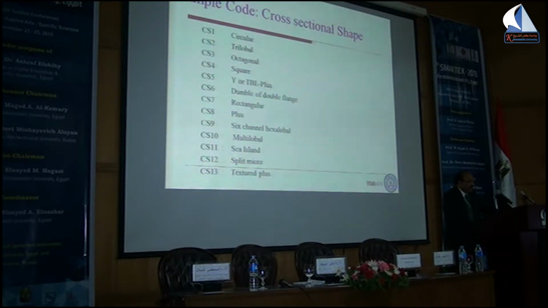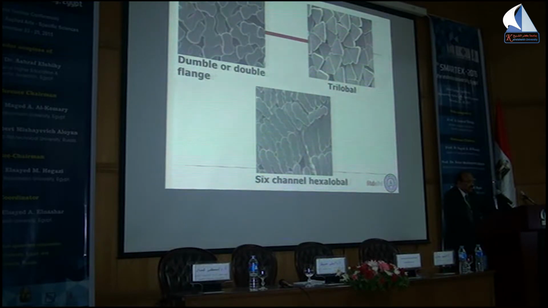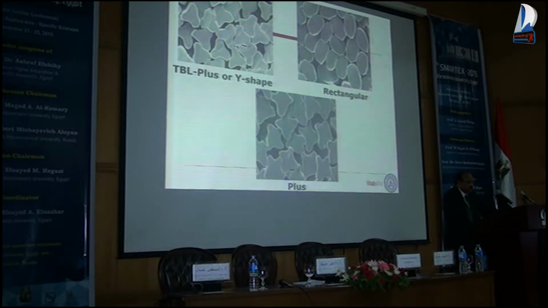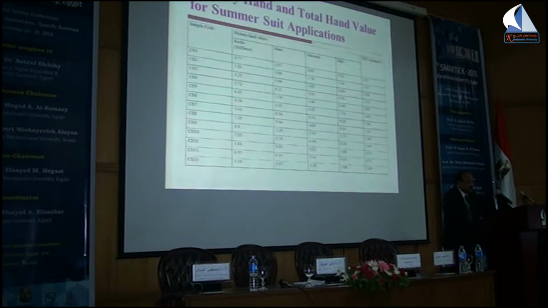So in fabric hand value, the cross-sectional shapes are taken. These are 13 different cross-sectional shapes: circular, octagonal, square, dumbbell-shaped, trilobal, hexagonal, TVL, rectangular, plus, C-island, split, micro, and group multilobal cross-sections. For all the cross-sections, we calculate the primary hand value and total hand value of the fabric.